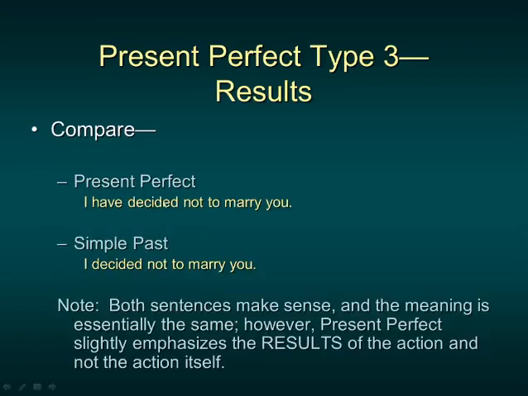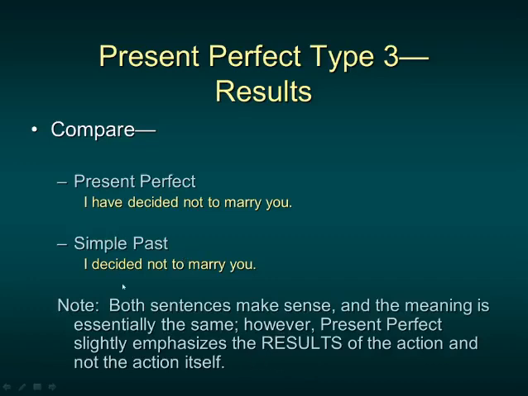I have decided not to marry you. I decided not to marry you. Both sentences make sense, and the meaning is essentially the same. If you just look at the meaning of these two sentences, it is the same. However, present perfect slightly emphasizes the results of the action and not the action itself.